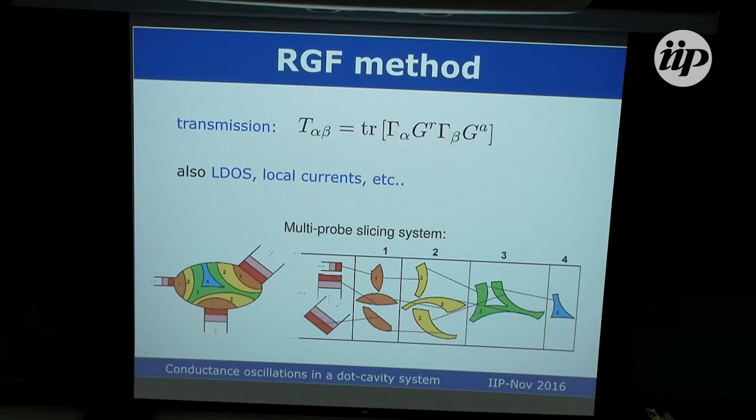And if you have a Hall bar, you have many leads, at least 4. That requires a little bit of generalization of the standard implementation of the method that deals with 2 probes. That was a major achievement by Leandro, who actually invented a multi-probe slicing system, and he can design any geometry, with as many leads as you wish. From that, you can compute the transmission, the local density, local currents, and different kinds of observables. You can attach STM tips if you wish, and do different neat tricks.